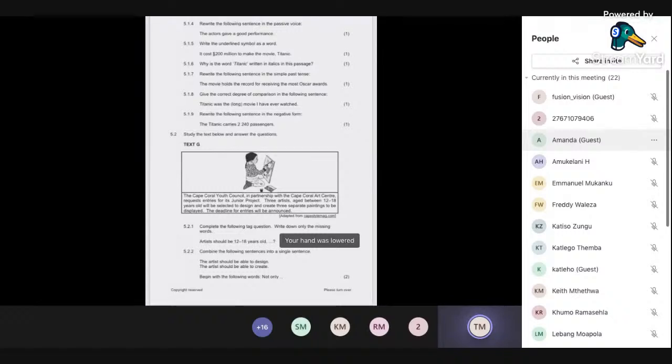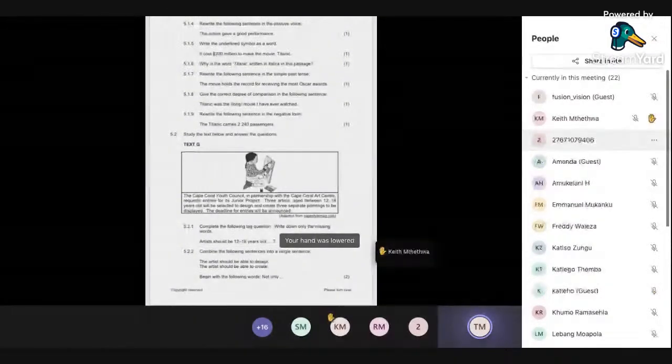Now, 5.2.1. Complete the following tag question. Write down only the missing words. Now, please be careful, boys and girls. When writing question tags, you need to rewrite the sentence as it is. Don't forget your comma and the three dots there, the ellipses, are indicating that something has been omitted. Avoid using the words, they indicate that something is missing or something more was said. That's rather vague for grade 12 learners. We can accept that for grade 8, but you need to be able to say the ellipses have been used to show that there is omission or something has been omitted.